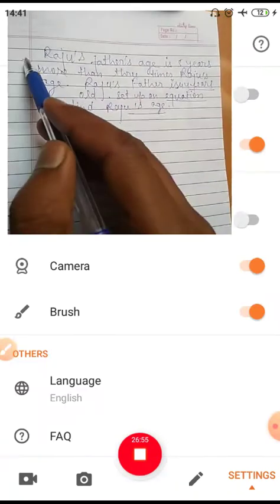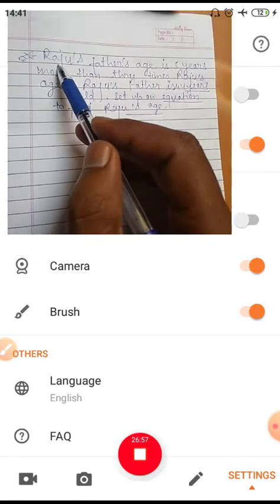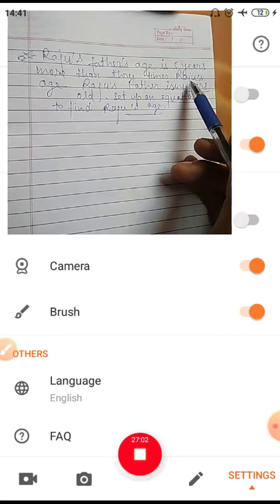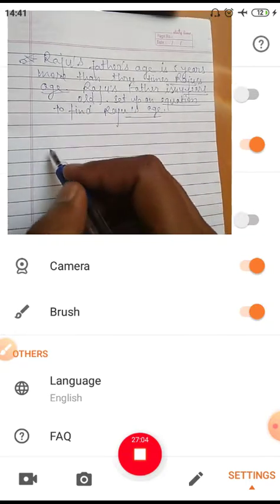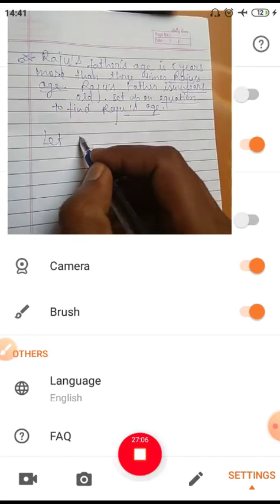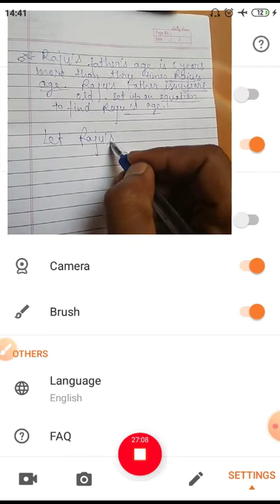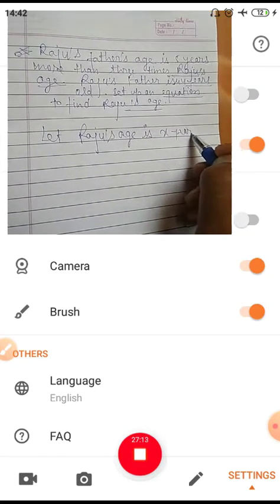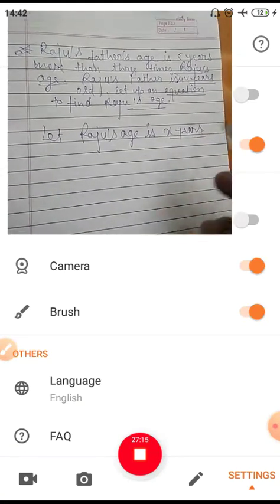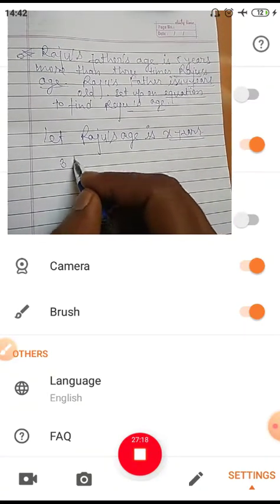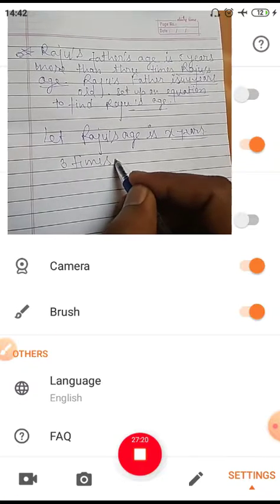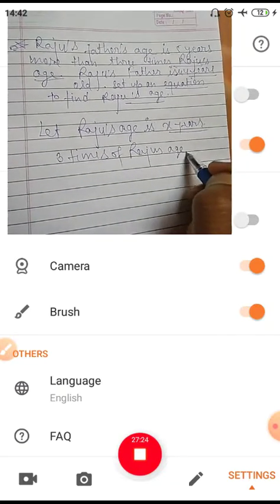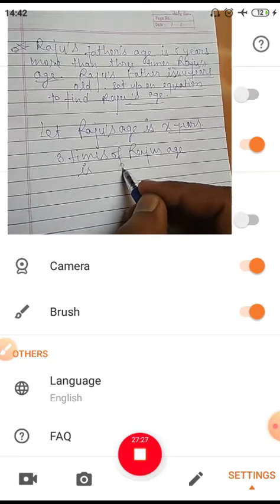Okay, so first let's see the condition. Condition is that Raju's father's age is 5 years more than 3 times Raju's age. Let Raju's age be x years. So 3 times Raju's age is 3x.